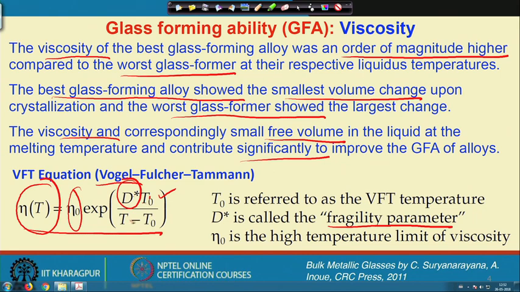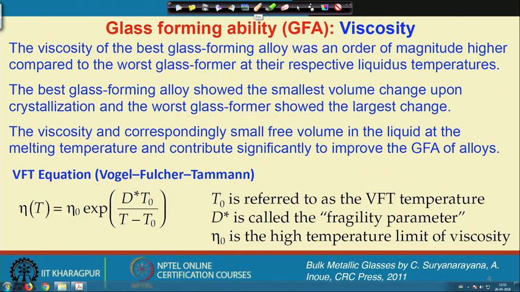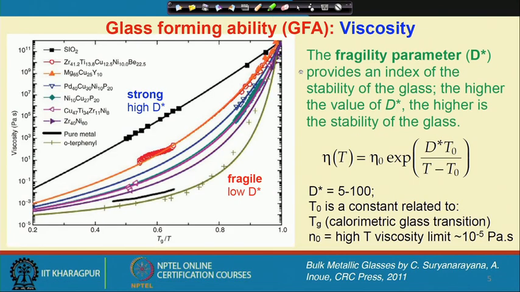It says that at any given temperature, the higher the viscosity of an alloy, the higher the glass forming ability it will always show. To understand this, we need to look at the different viscosity values of a good glass former and a worse glass former.